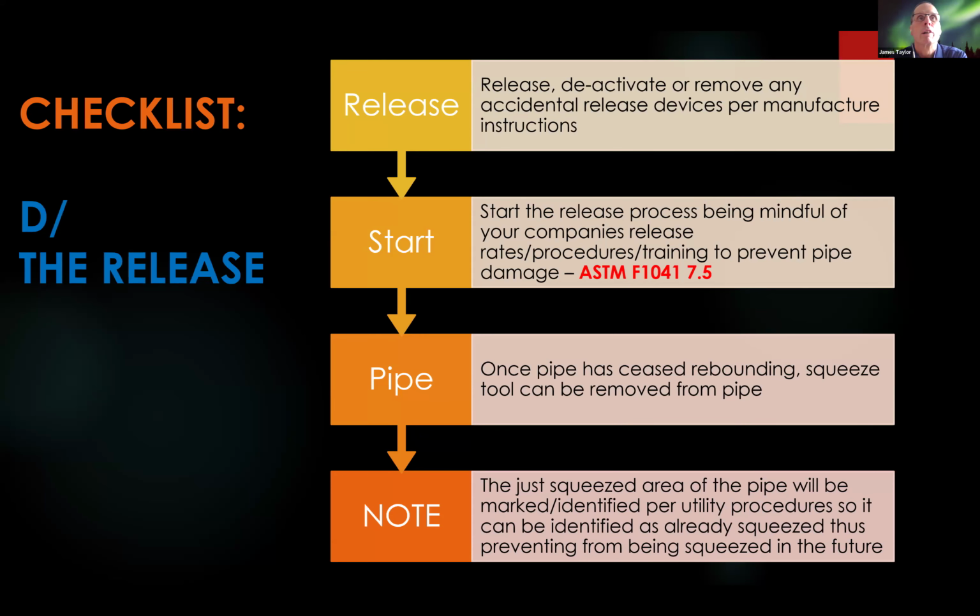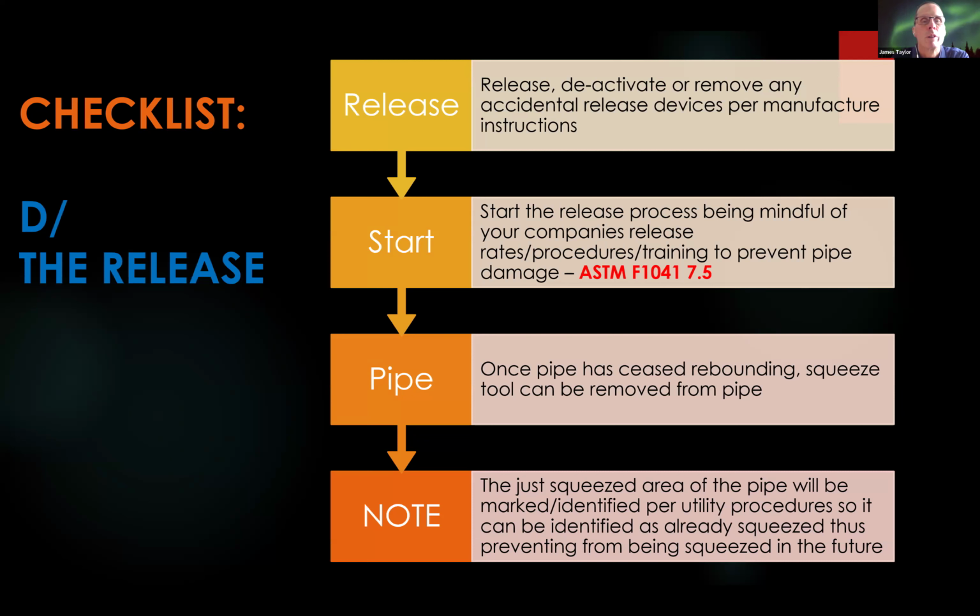And then our checklist D, the release. After all the work's done, everybody on the site again has said, yep, we're good to go. We're going to open it. We're going to purge. We're going to move forward. We're going to do our release, deactivate or remove any accidental release devices we've installed. We want to start the release process, be mindful of our company's training rates. We want to make sure we follow them. Again, that's per ASTM, following those rules of your training. Once the pipe has ceased rebounding, the squeeze-off tool can be removed.